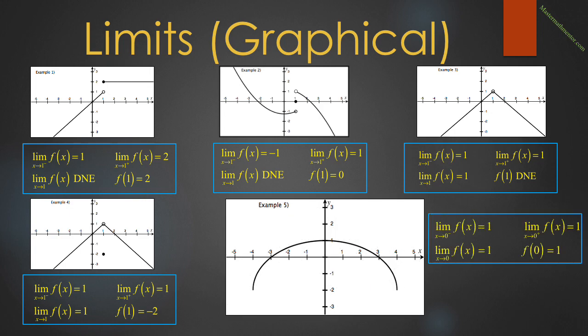In this fifth example, note that the limit of f of x as x approaches 0 is equal to 1. This is because the left-hand limit is 1 and the right-hand limit is 1. Also note that f of 0 is also equal to 1. So all four answers are 1. This is the hallmark of continuous curves, which we will describe in a later chapter.